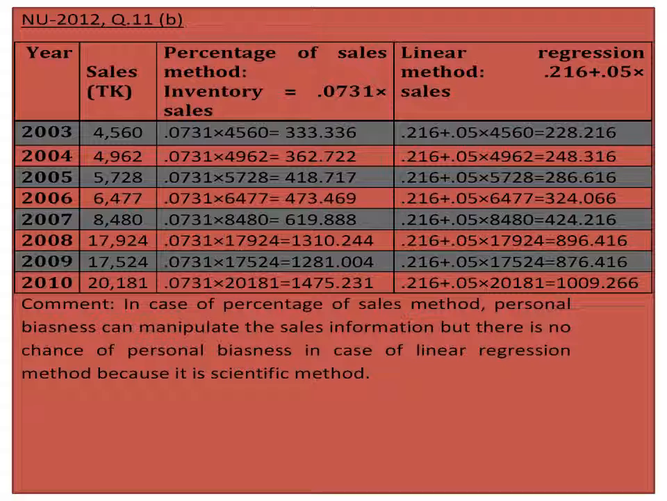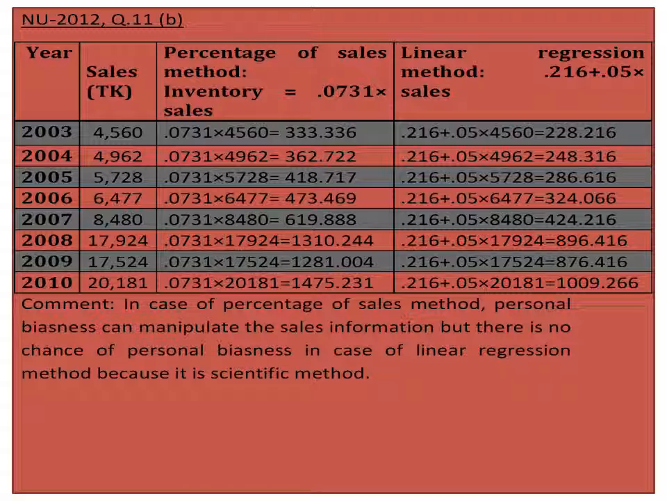Here the 2010 up to the last part is 1475.231. In the linear regression method, in 2003 it is 0.216 plus 0.05 into the sales 4560. So that equals 228.216. In the same way, for 2004, 2005, 2006, 2007, 2008 and 2010 we will get the result.